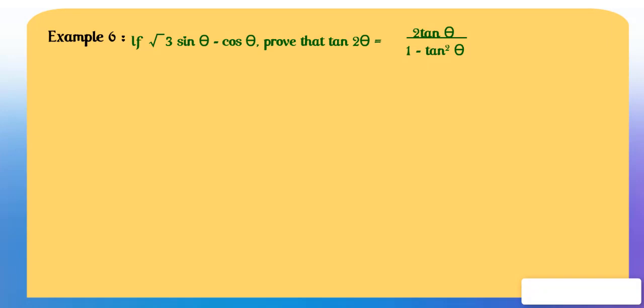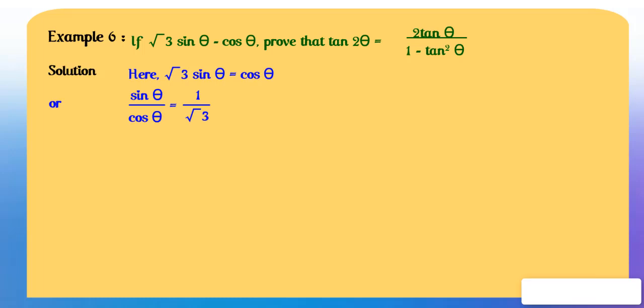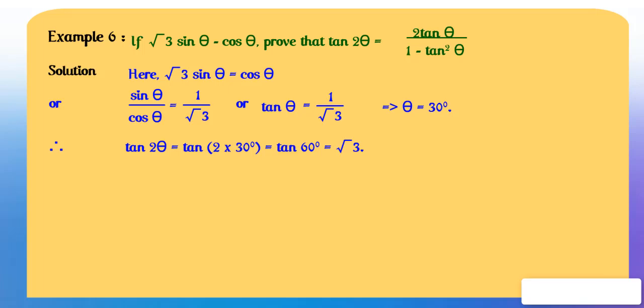Let's take the next example. If root 3 sin theta minus cos theta is equal to 0, prove that tan 2 theta is equal to twice tan theta by 1 minus tan square theta. Let's solve this. Here, root 3 sin theta is equal to cos theta, or sin theta by cos theta is equal to 1 by root 3, or tan theta is equal to 1 by root 3. This implies theta is equal to 30 degrees. Therefore, tan 2 theta is equal to tan 2 into 30 degrees is equal to tan of 60 degrees is equal to root 3.